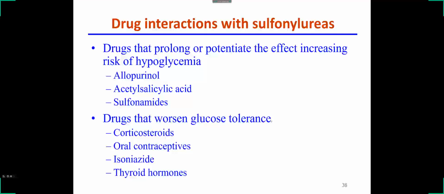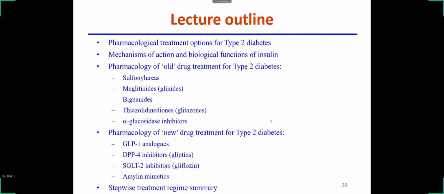And then drugs that counterbalance and worsen glucose tolerance are things that you might think make sense. That would be corticosteroids, obviously because they're going to counterbalance insulin, oral contraceptives, which are some of the hormones that we'll talk about, that have a feedback loop impacting GH and again counterbalance insulin's effects, isoniazid, and thyroid hormones. Thyroid hormones, again, obviously impact GH.